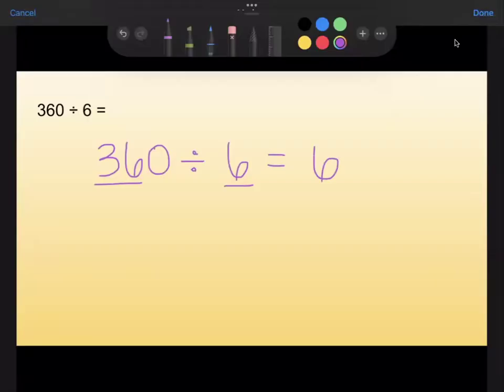Now what we would do is just take this 0 over here at the end of the 36 and put it at the end of our answer. So using the shortcut, 360 divided by 6 is 60.